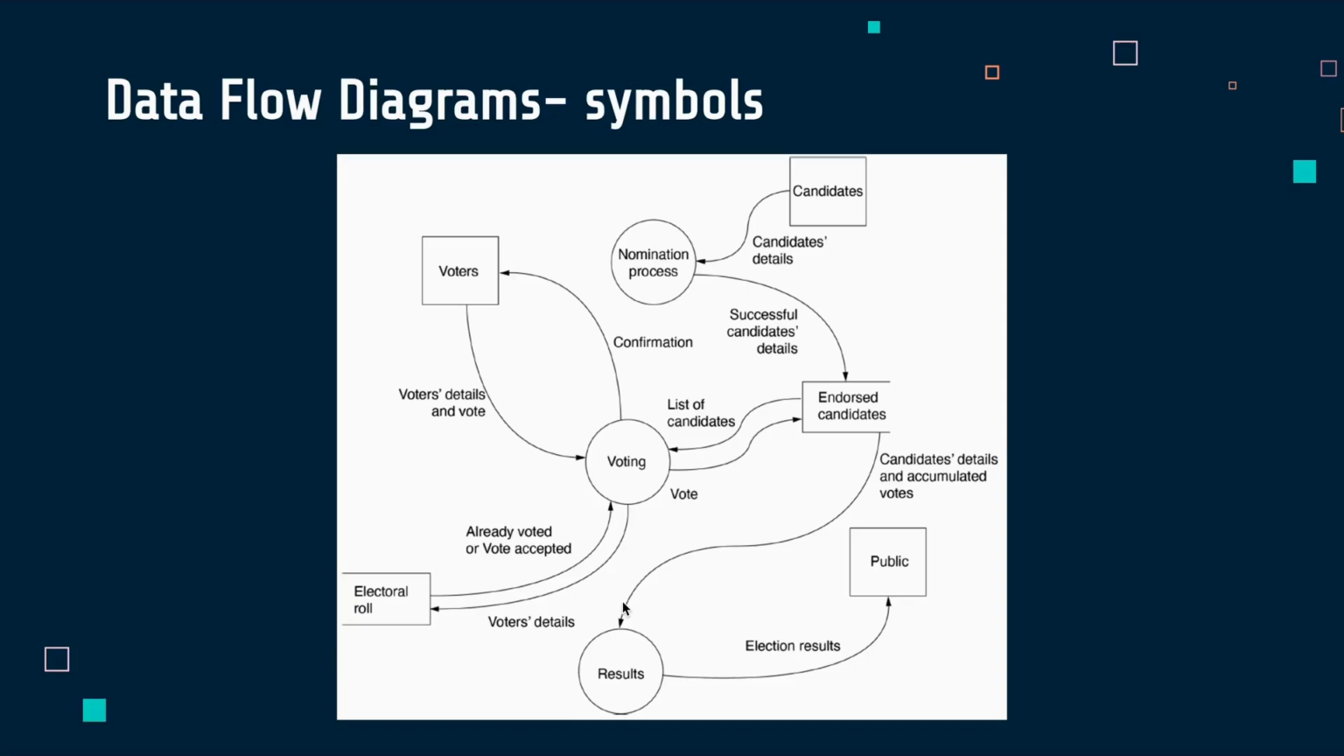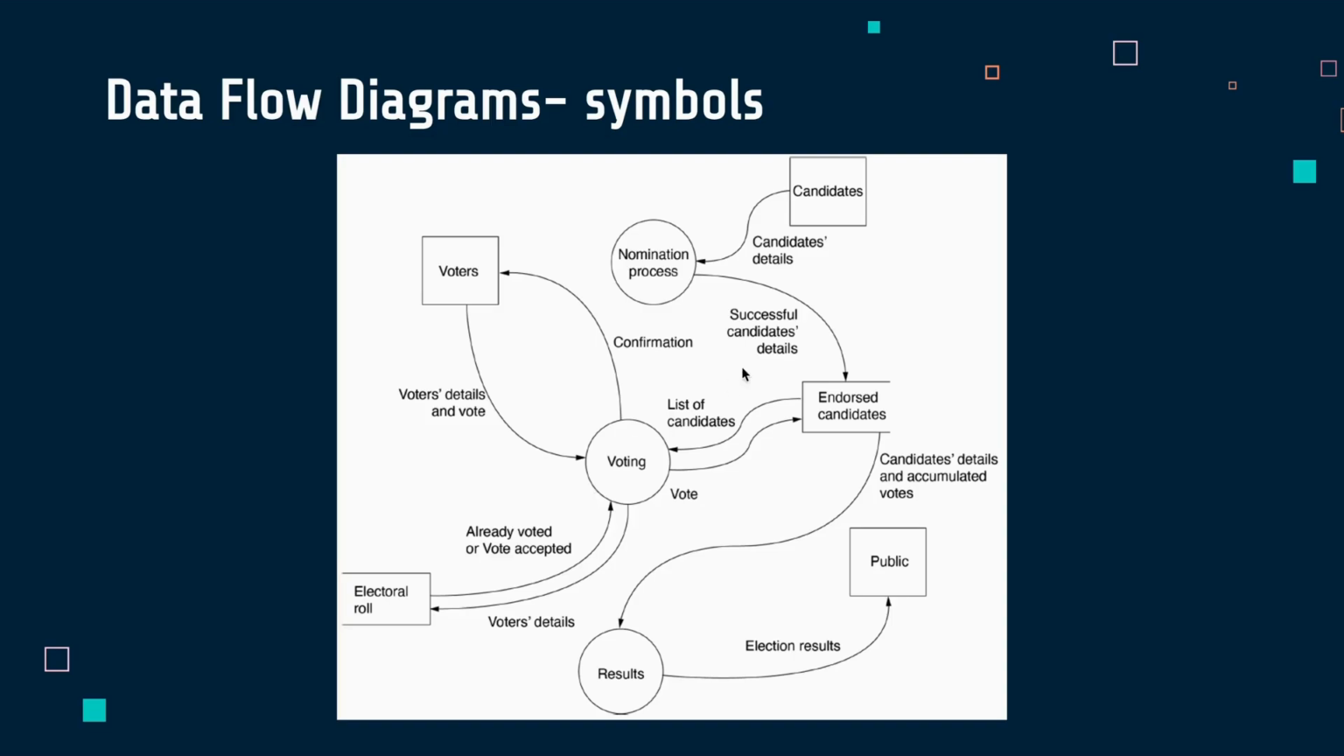Essentially, this system has been summarized into a nomination process, a voting process, and a results process. You will see that there is 2 data stores, an electoral roll and endorsed candidates. These are where information or data is stored. You do not have to read this from left to right, up to down, but at any particular point on the data flow diagram, you should be able to zoom into a process and follow the arrows around in order to understand how the data flows through the system.